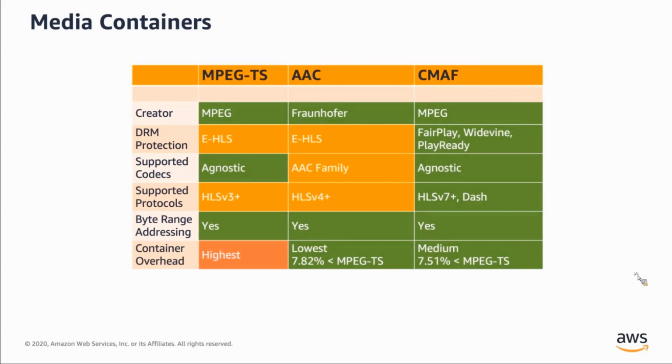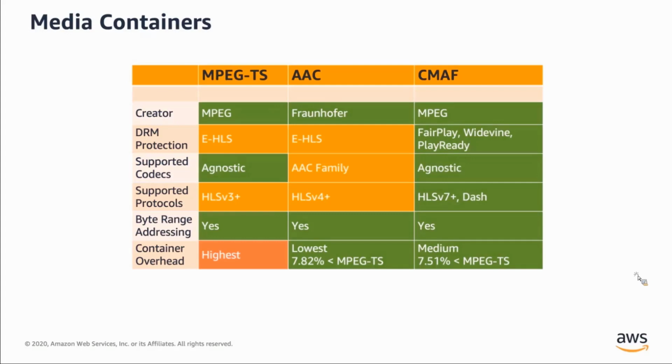Next, we looked at some elementary streaming formats such as AAC. Now, AAC also supports AES 128 encryption, and it also supports the AAC family of codecs, but it does not support any other codec beyond that. Now, since AAC is just pure audio, it has the lowest container overhead of any format that we looked at. So this is going to be the most efficient format to serve over mobile connections.